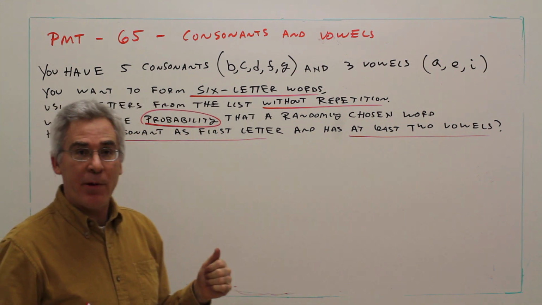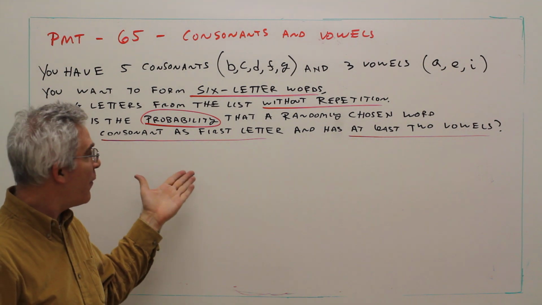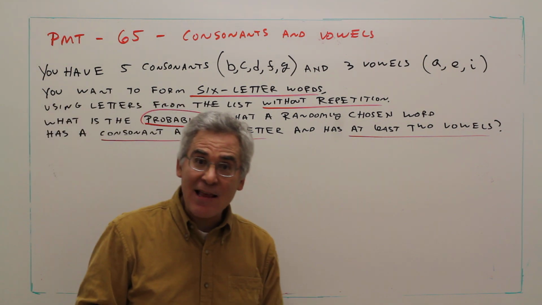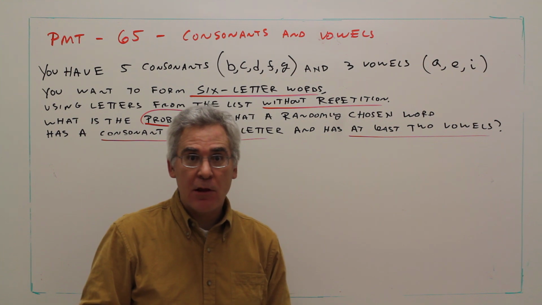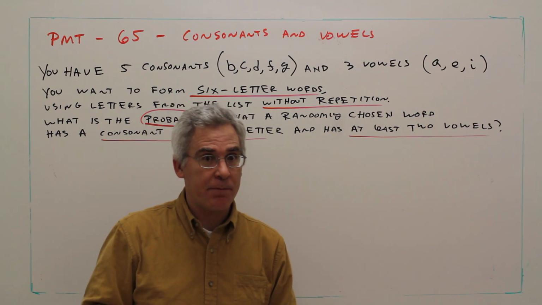What is the probability that a randomly chosen word has a consonant as the first letter and has at least 2 vowels? So this problem's a little bit more challenging. Let's just try to do the best we can.